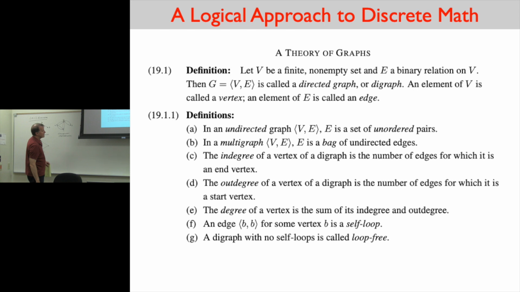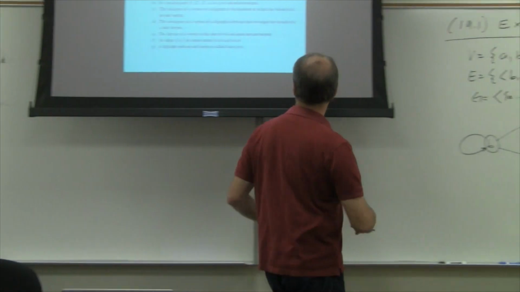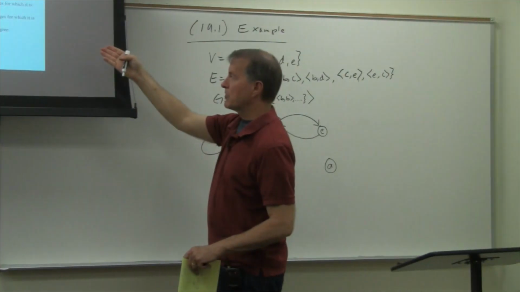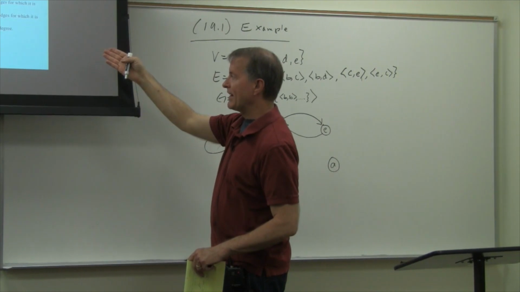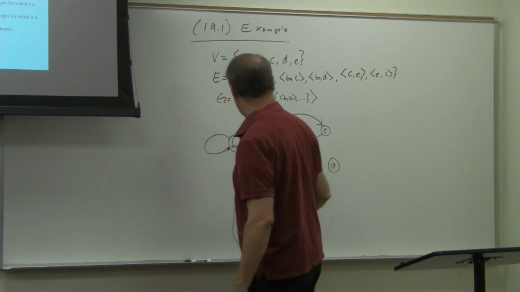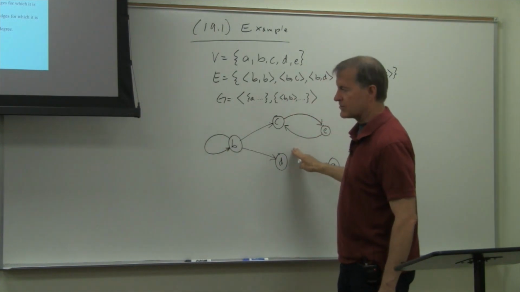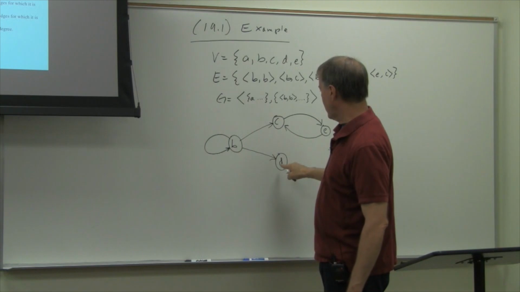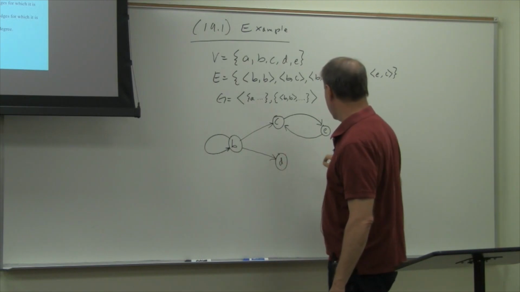Now let's take a look at the in degree. The in degree of a vertex of a digraph is the number of edges for which it is an end vertex. Holy moly! What does that mean? The in degree of a vertex of a digraph is the number of edges for which it is an end vertex. So look at the diagram. Now let's look at the digraph. Here's our digraph. Something is pointing to it and nothing points away from it. And, well, what is the in degree?